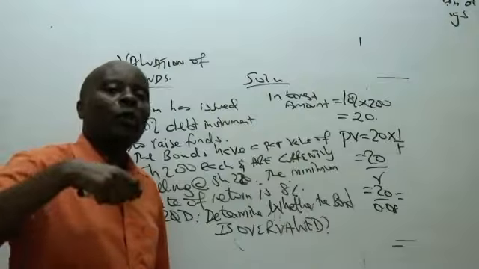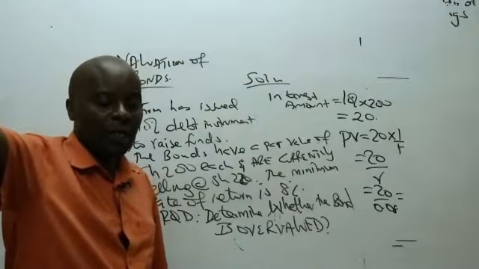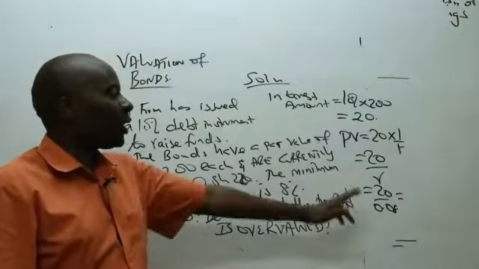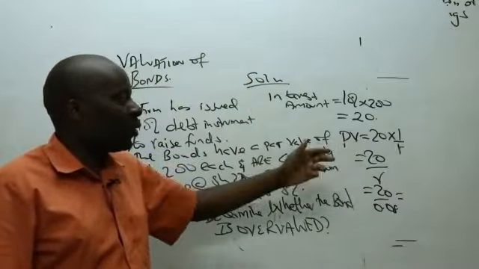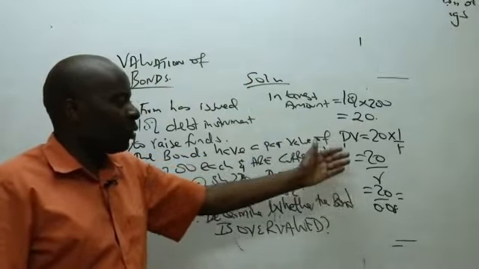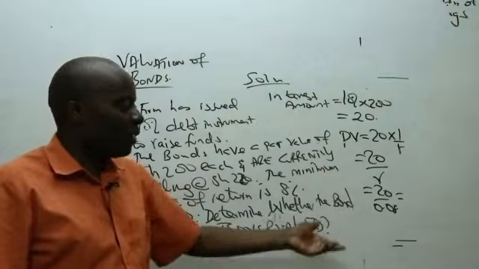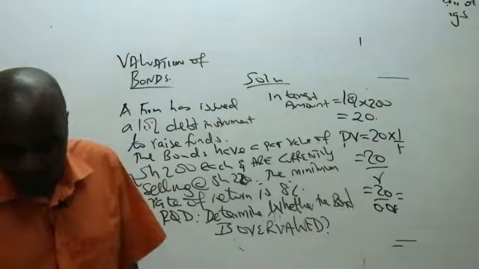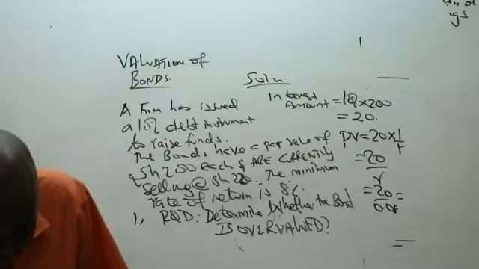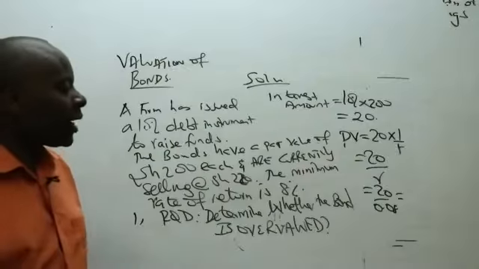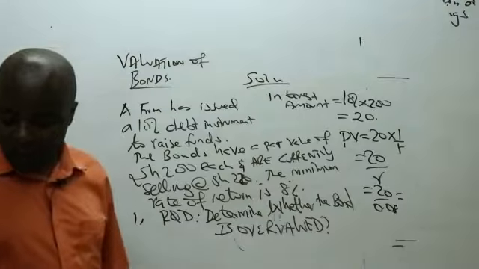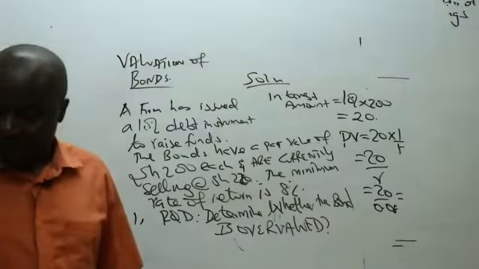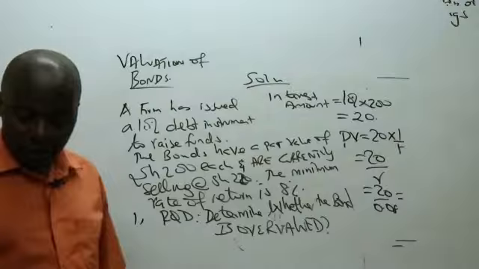But now remember that 20 will be coming to us indefinitely in the future. So I have to get the present value having that in mind, which will be 20 times 1 over r, which is 20 over r. So 20 divided by 0.08 gives me what figure at the end of the day? Kindly help me.